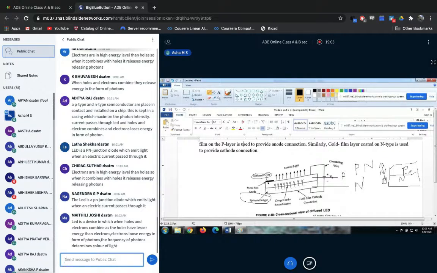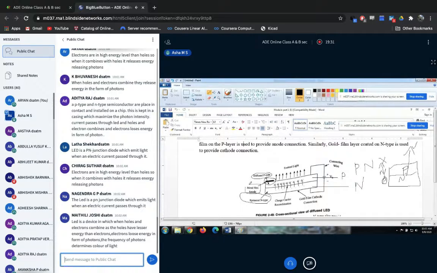Am I clear? So that's the reason why you will place p-type material above n-type material. Got it? So next, here you need the anode and cathode connection, right? To get the anode connection for the p surface, you're going to coat it with metal. Any metal, you can take aluminum, copper, or whatever. So a metal coating is done to take out the anode terminal.